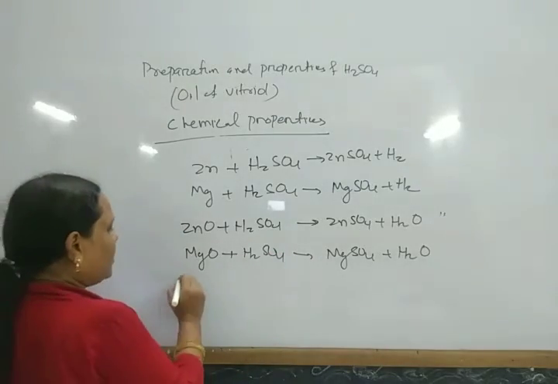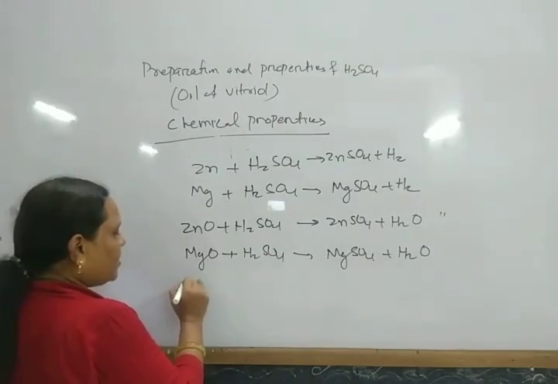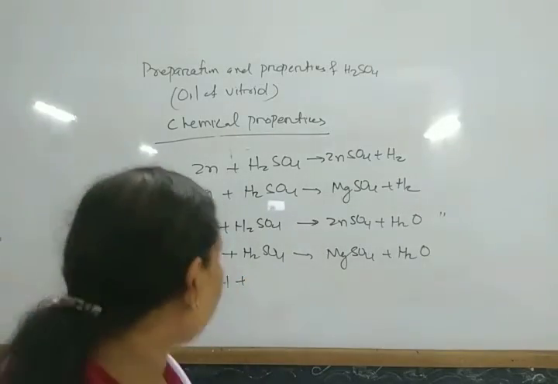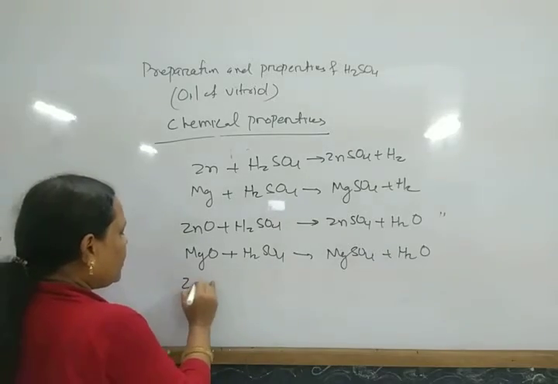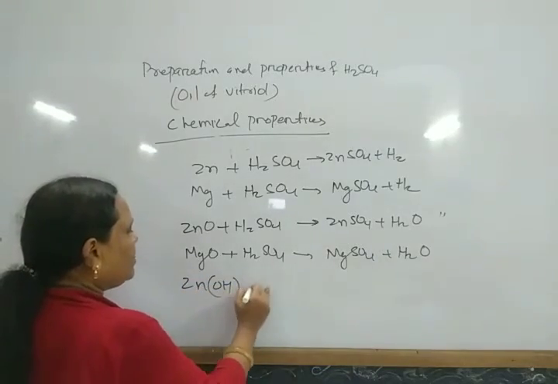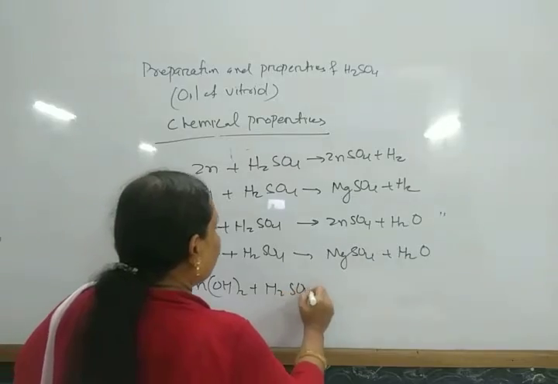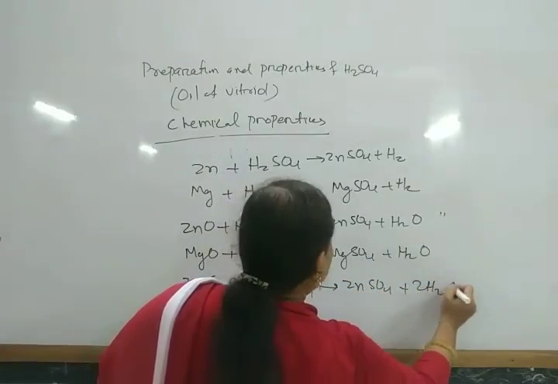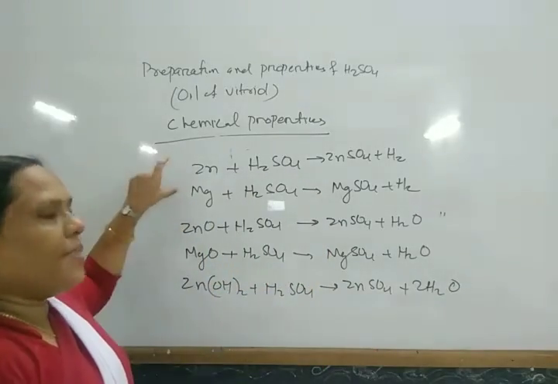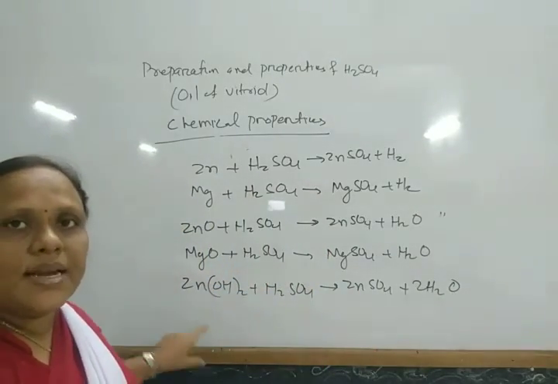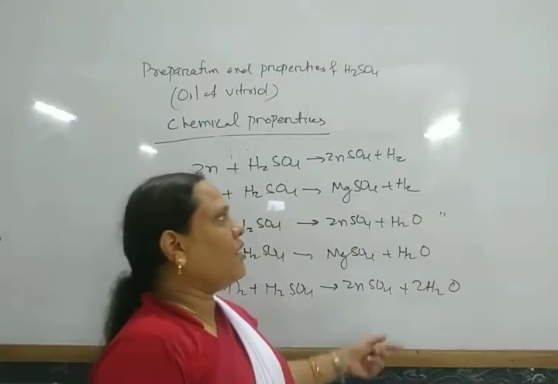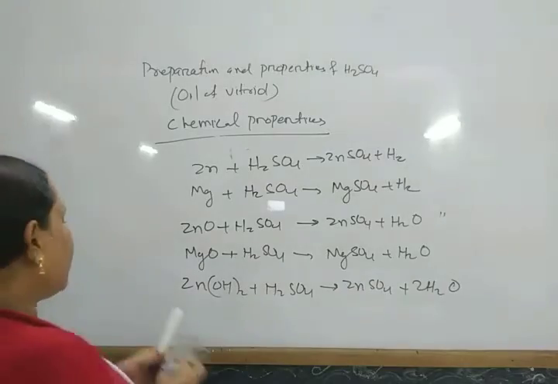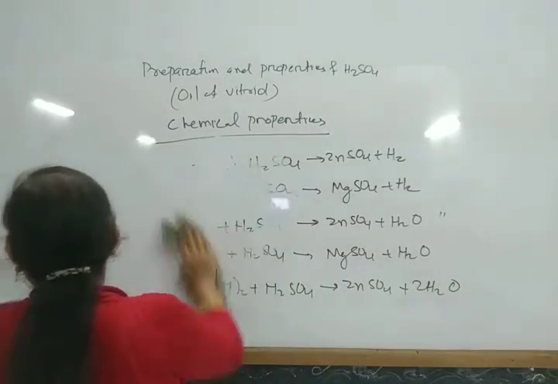Previously we looked at the example of NaOH. Another example is zinc hydroxide plus H2SO4 gives ZnSO4 plus 2H2O. So it reacts with metals, metal oxides and metal hydroxides to form salt, in this case with hydrogen and in this case with water.